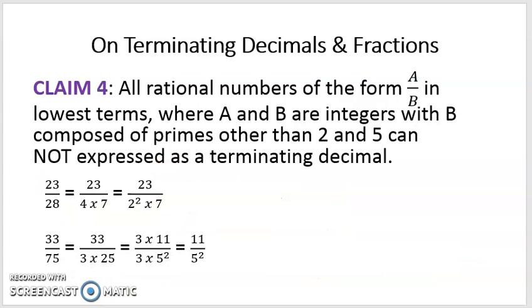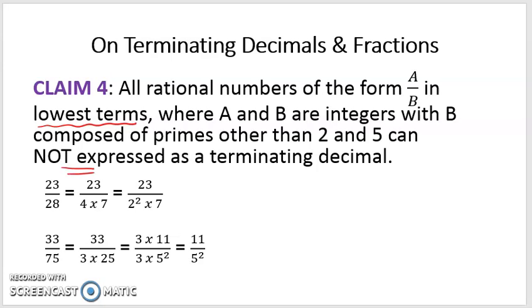Our last claim, claim number 4, is that any rational number that can be written in the form A over B, and it's important here that it's in lowest terms, where it's reduced, where A and B are integers, with B composed of some primes other than 2's and 5's. It can have 2's and 5's, but it also has something else. Those fractions cannot be expressed as terminating decimals.